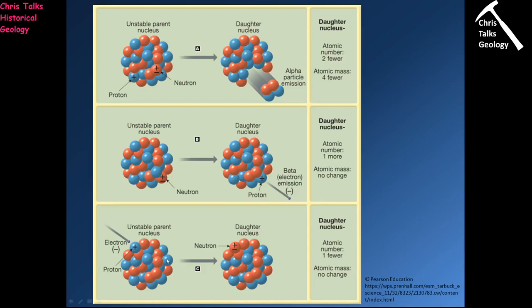And then we have electron capture. In the case of electron capture, we have a negative electron hit a positive proton. The two of them cancel each other out to produce a neutron. And so in this case, the proton number has decreased by 1. But just like beta decay, the atomic mass hasn't changed because we've just changed a proton to a neutron and they weigh pretty much the same.